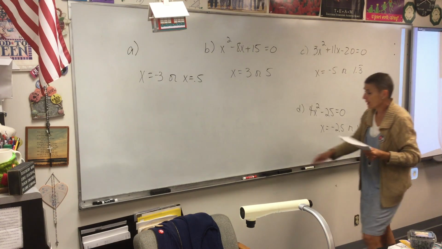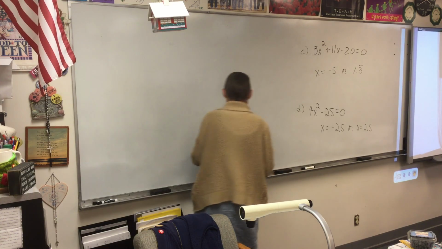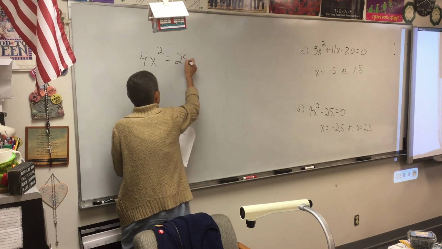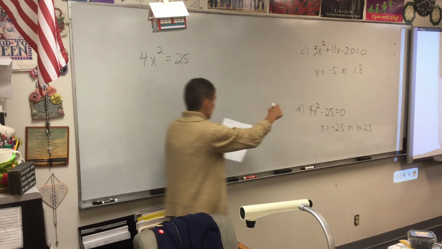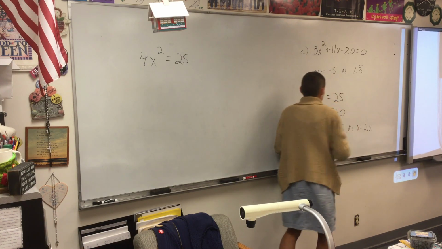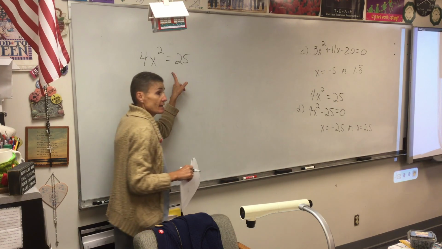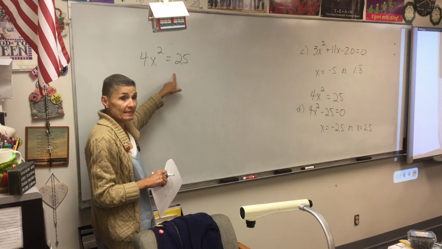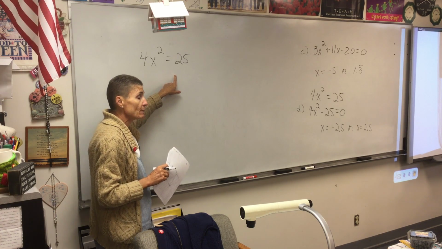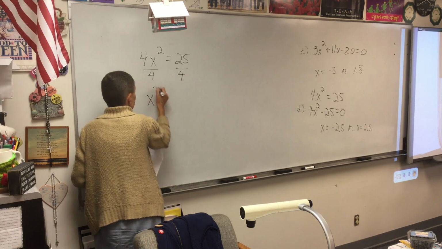Okay? Now, here we go. 2A. Solve by taking the square root. That's what those directions mean. Notice that 2A is the same as 1D. This one I did on my calculator. Now I'm being asked to solve it by taking the square root of both sides. Normally, when we take the square root of both sides, we like to have x squared by itself.